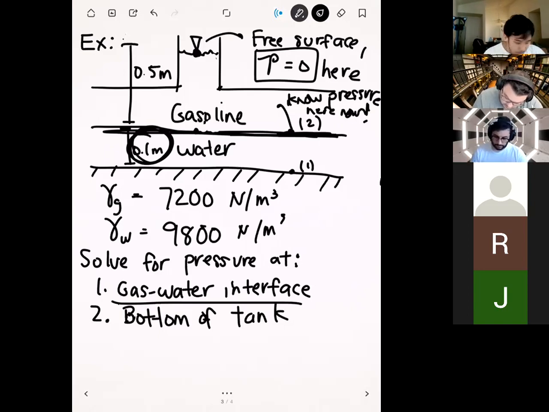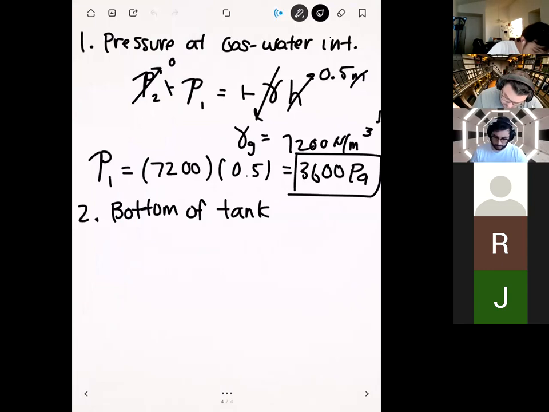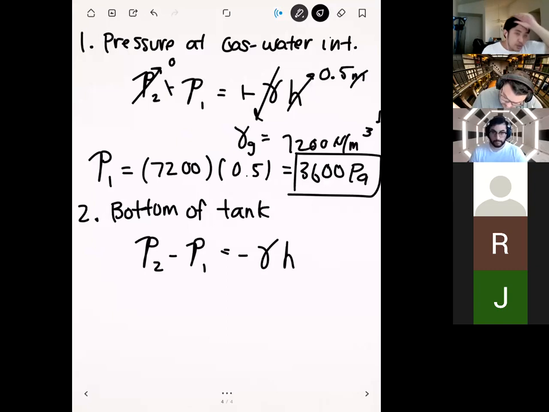And so with these 2 locations, we have basically all the information we need to solve the problem. Okay. So let's go ahead and plug that in, right? So we're going to use the same formula. So we have P2 minus P1 is equal to minus gamma H. Okay. And so with these 2 new locations, we're going to plug in for P2. So P2 in this case is going to be our solution to part 1. So this can be 3,600 pascals.